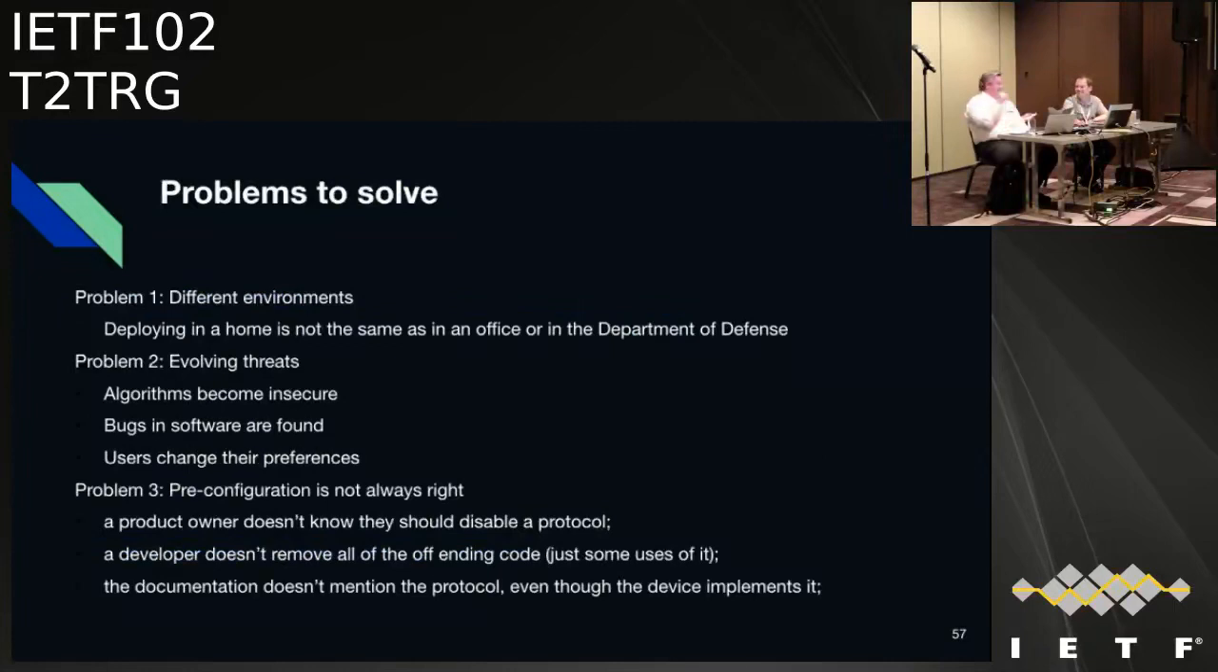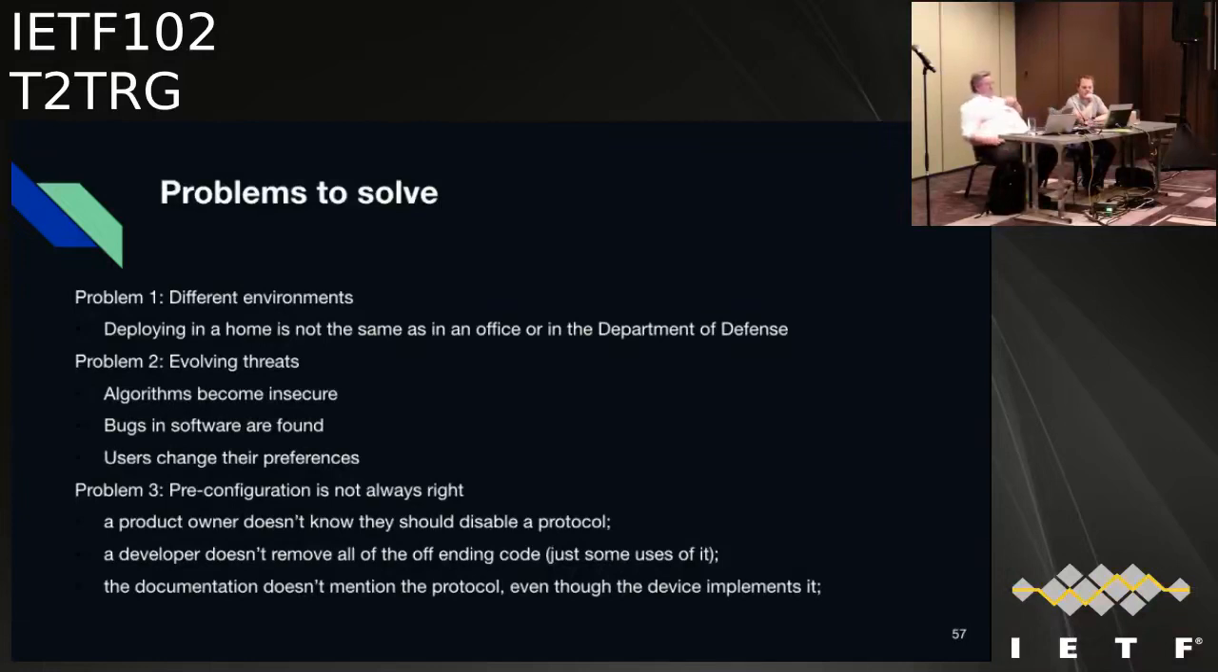Well, we put here three problems. The first one is, if you have a device that you might use in a home, or in an office, or in the Department of Defense, obviously the security requirements are quite different. And even if you have a document that gives guidelines of security, it just happens that sometimes those guidelines are not followed. And then what do you do?